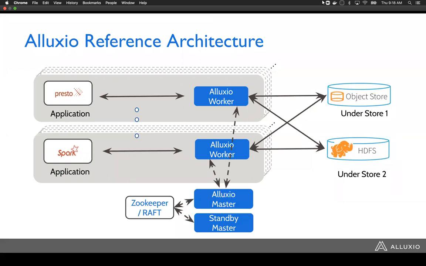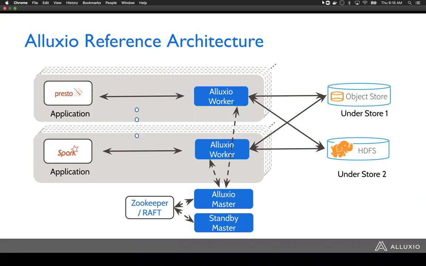Okay, since I'll be talking about the deployment of Alluxio on Kubernetes, I just want to give you a high-level architecture of what Alluxio looks like. Alluxio is a distributed file system which has master and worker components. The master component stores the metadata for the distributed file system, and the workers store the actual data cached by Alluxio. So in this picture I have two applications, Presto and Spark, accessing a single Alluxio cluster.